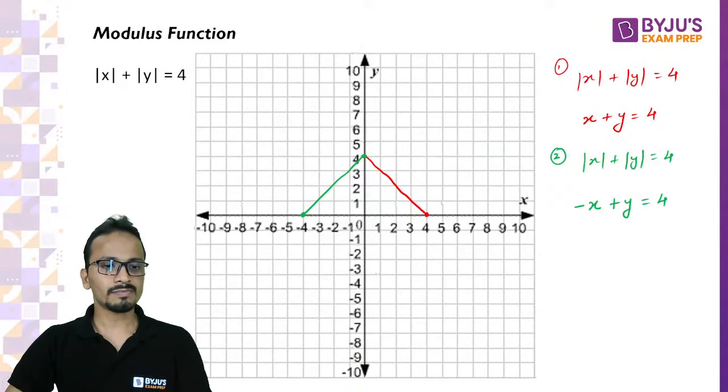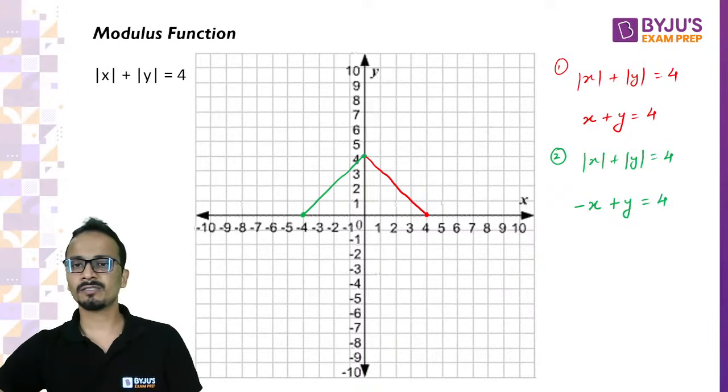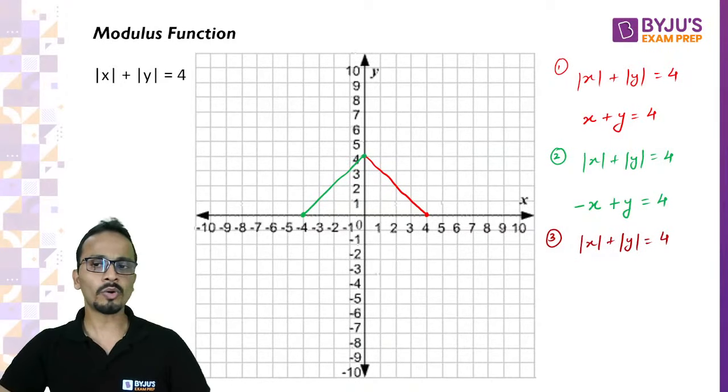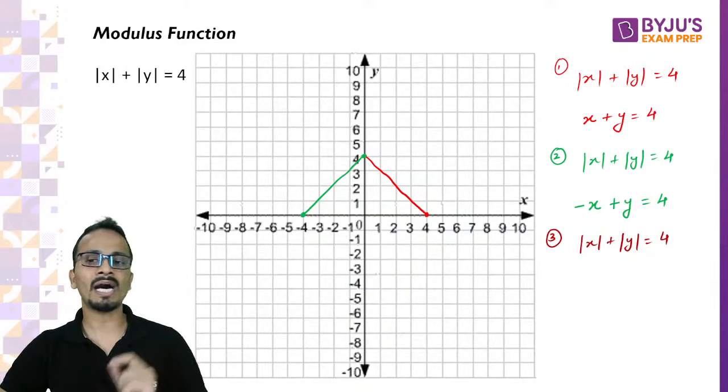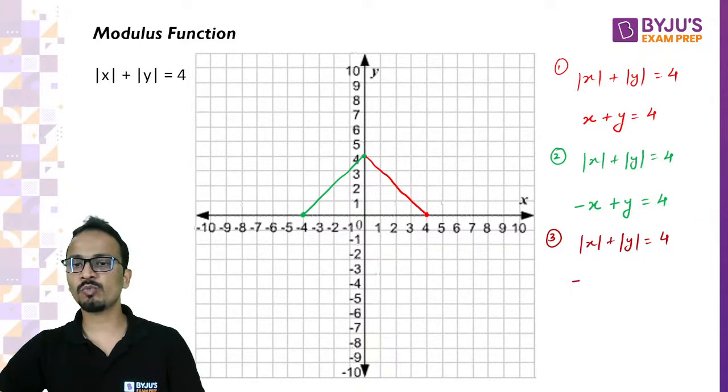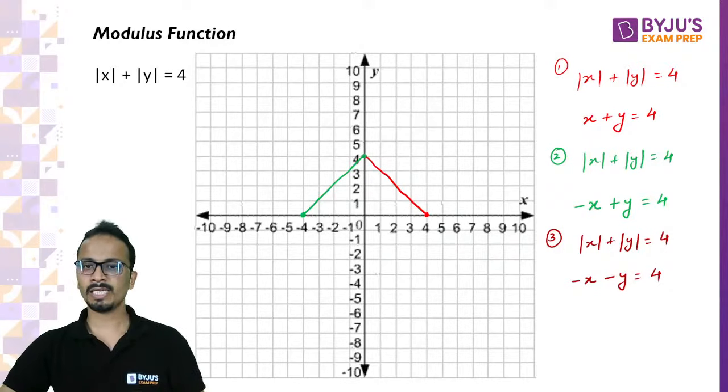Now next part, in the third quadrant, modulus of x plus modulus of y equal to 4. In the third quadrant, since both x and y are negative, modulus x will become minus x, modulus y will become minus y, and on the right hand side it will be 4. Now putting x equal to 0, the value of y is negative 4.